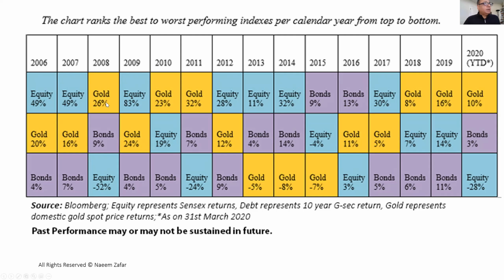Then gold did very well in 2008. But 2007, equity came back, did 83% in 1 year. And bond only did 4%. Bonds are kind of stable. But then 2010 and 11, gold did very well. Then equity did well.